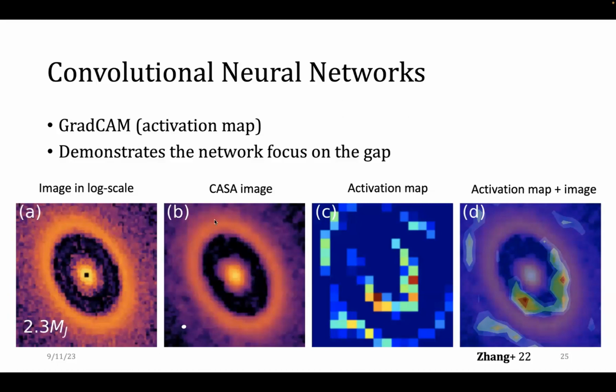And what's more, I want to show you here the GradCAM or activation map in this plot and this plot. What it represents is where the neural networks looked the most to infer the planet mass, meaning that the networks focus the most on the gap region. And this is exactly what we want them to learn.